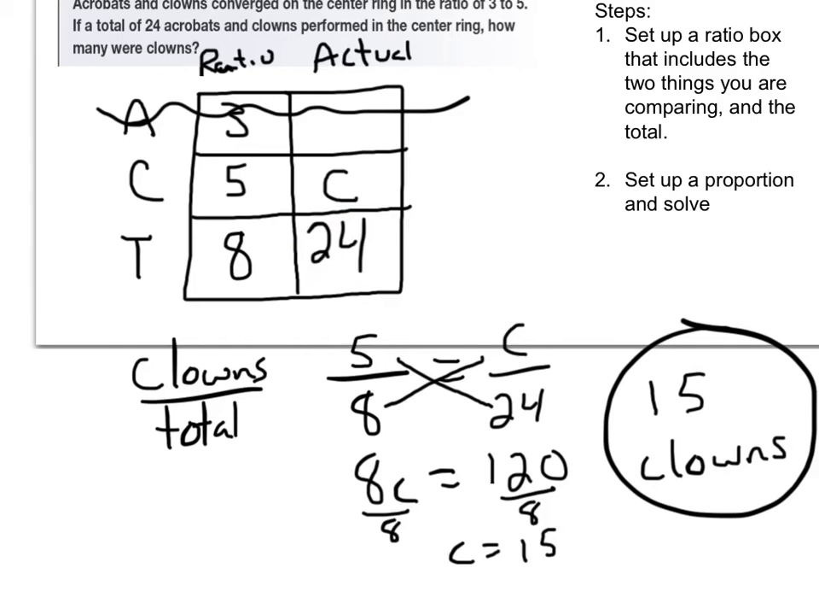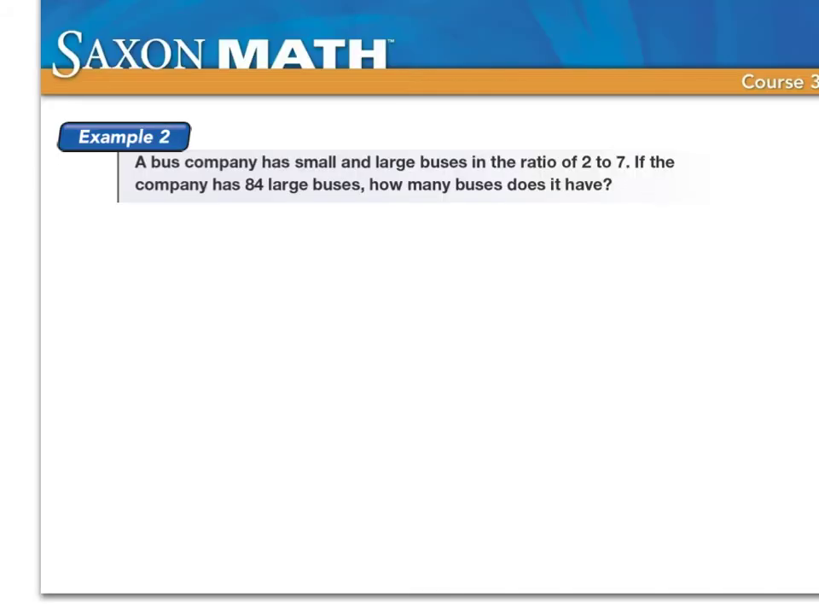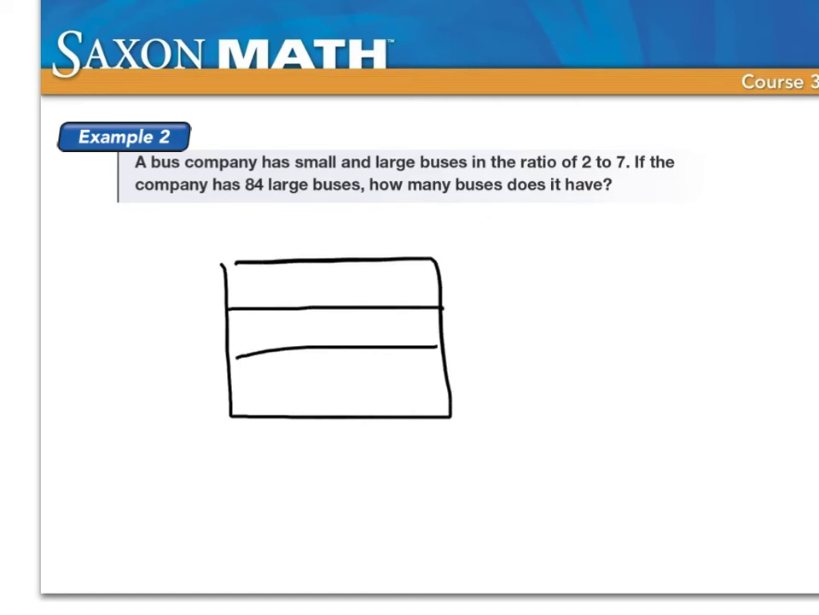Okay, and let's go on to the second and last example. Okay, example 2 says a bus company has small and large buses in a ratio of 2 to 7. If the company has 84 large buses, how many buses does it have? Okay, so again, first step is to set up our 3-row ratio box with our 2 columns, one for the ratio side and one for the actual count side.